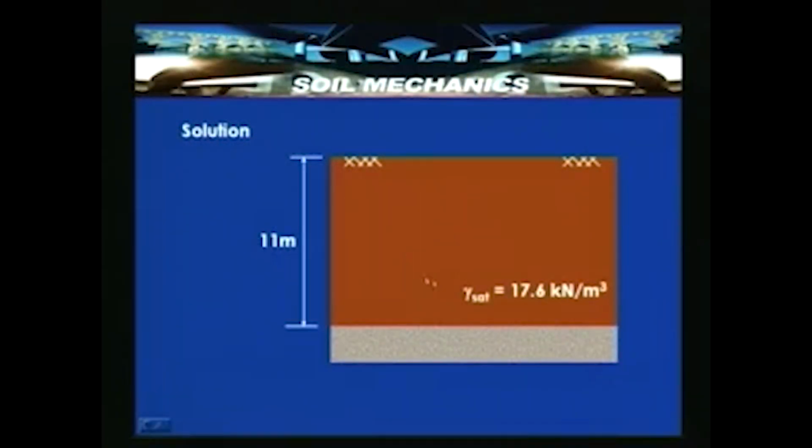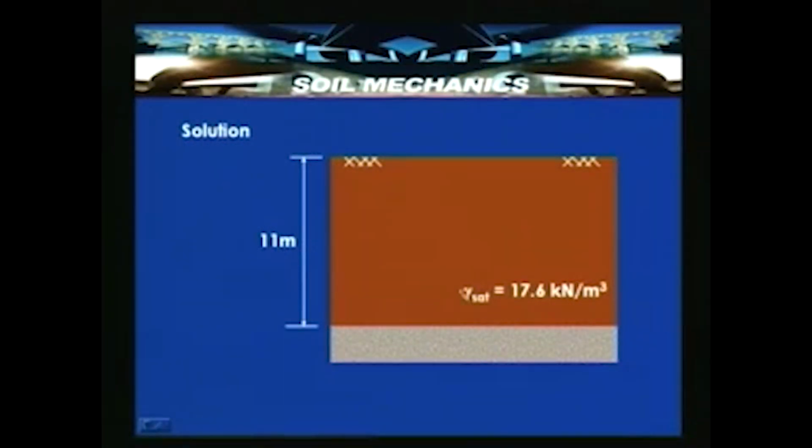We have got a thick clay layer, around 11 meters, having a saturated unit weight gamma sat equal to 17.6 kilonewton per meter cube. The excavation taking place here is 7.5 meters deep. After reaching 7.5 meters depth, it was observed that the bottom of the excavation heaved up and underwent a failure, which reflected in the form of a collection of sand and water.